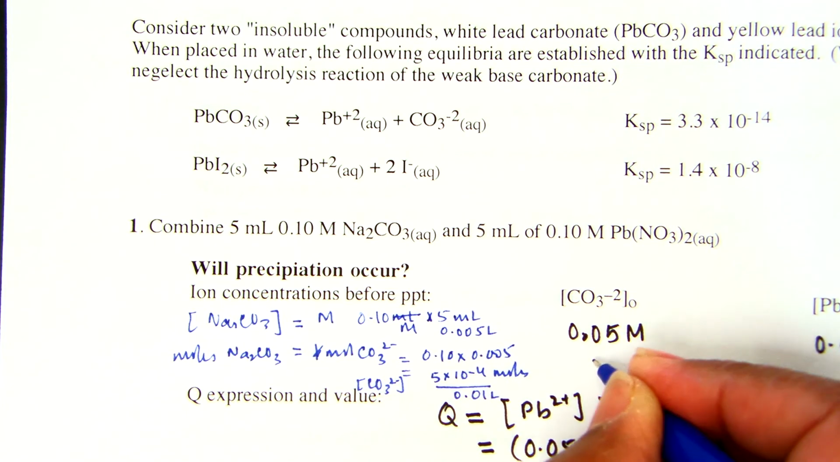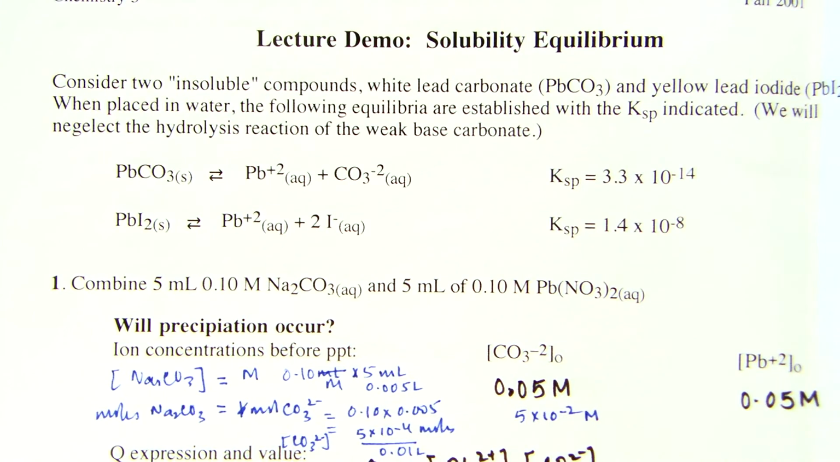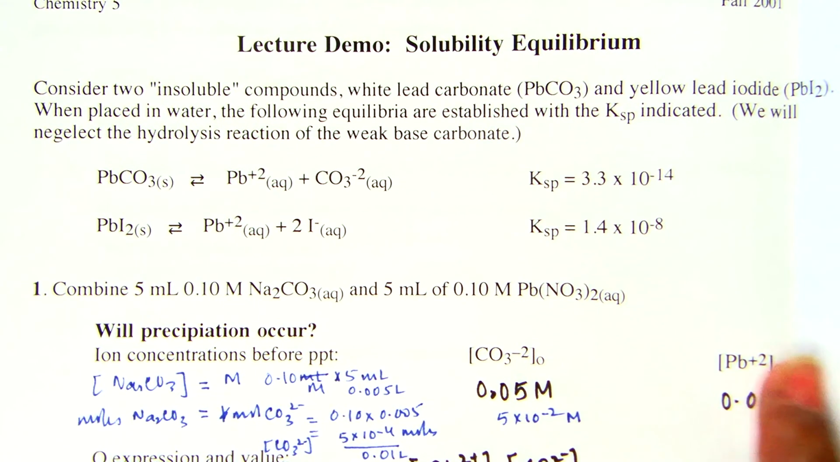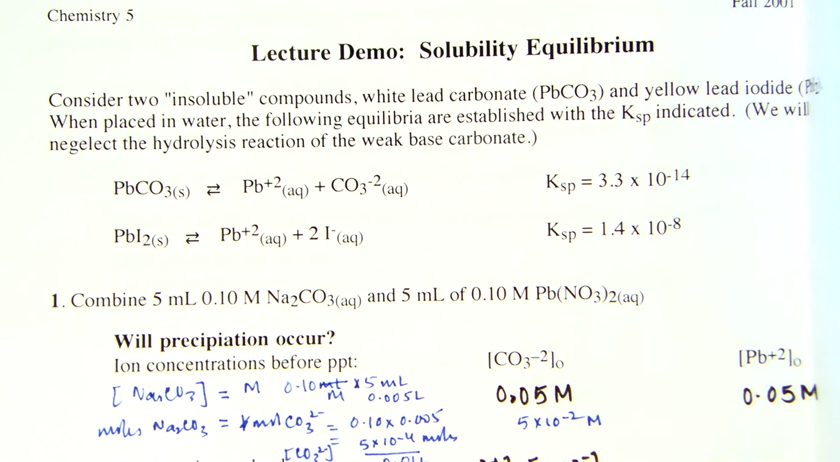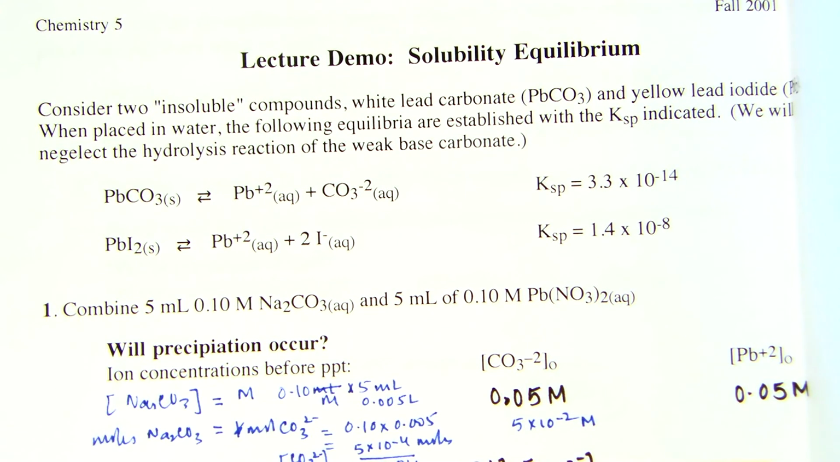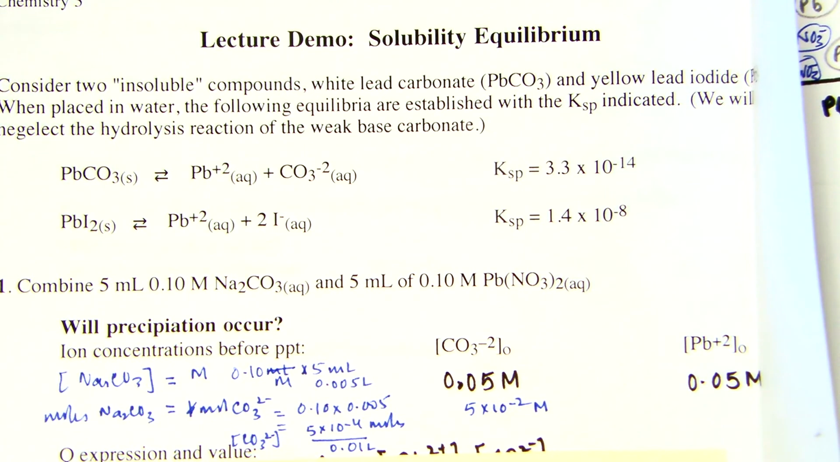Now please pause it and calculate Pb2 plus molarity. Show me the work just like I have done. You might want to pause it and restart the video when you're done showing the work for calculating Pb2 plus. Okay, welcome back. Hopefully you calculated Pb2 plus using the same method as we did for Na2CO3 and CO3 2 minus, and hopefully you got the molarity of Pb2 plus to be 0.05 molarity.